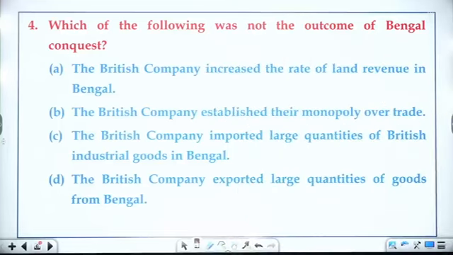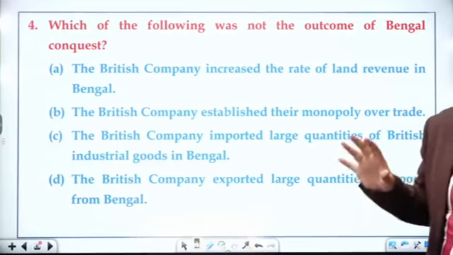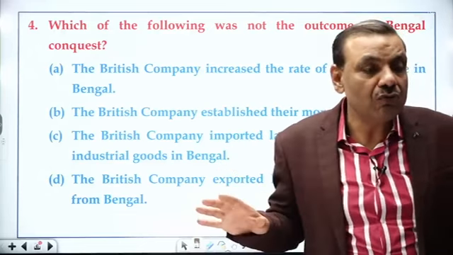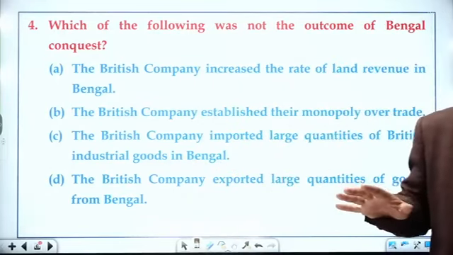Question number 4. Which of the following was not the outcome of the conquest of Bengal? A. The British Company increased the rate of land revenue in Bengal. B. The British Company established their monopoly over the trade. C. The British Company imported large quantities of British industrial goods in Bengal. Or D. The British Company exported large quantities of goods from Bengal. My friends, there are four choices, and one of the choices is wrong. You are supposed to find the wrong choice. So please be fast.